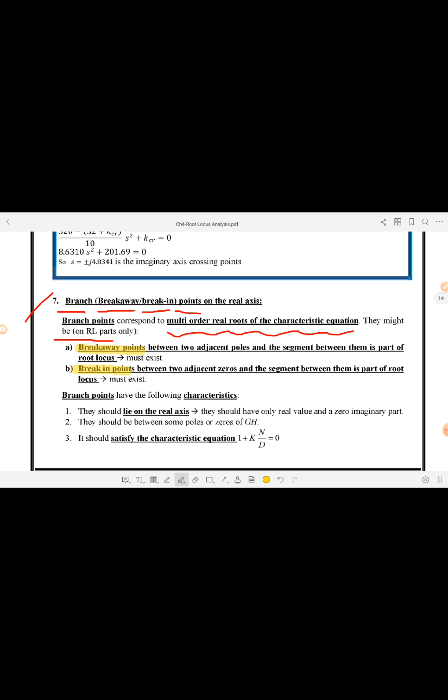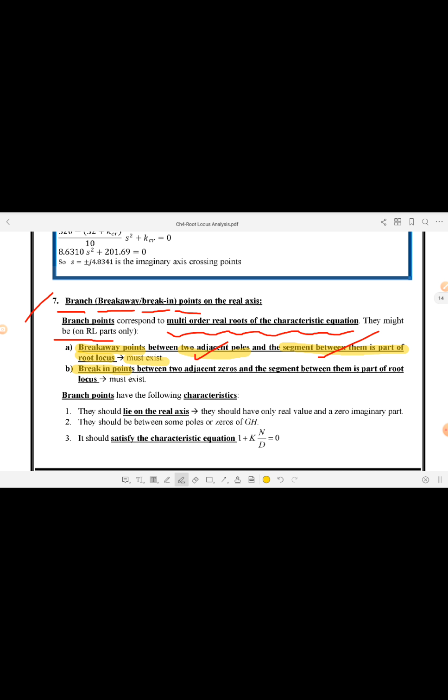Breakaway points: if we have two adjacent poles on the real axis and the segment between them is part of the root locus. And regarding this point, we have covered it in the first step of the steps of constructing the root locus. So again, if there are two adjacent poles and the segment between them is part of the root locus, then there must be a breakaway point.